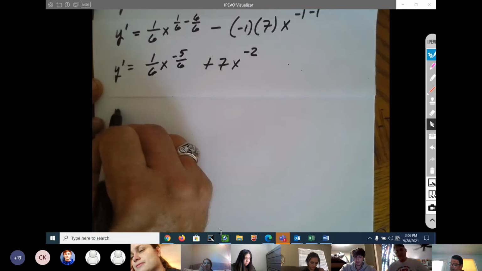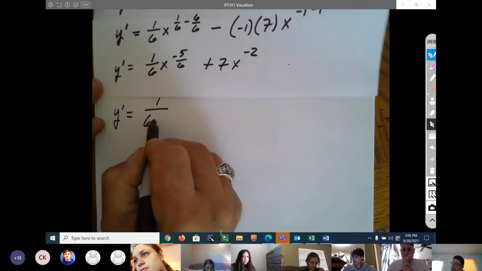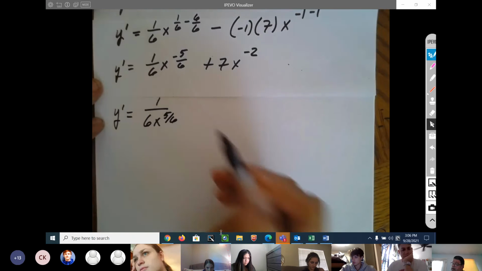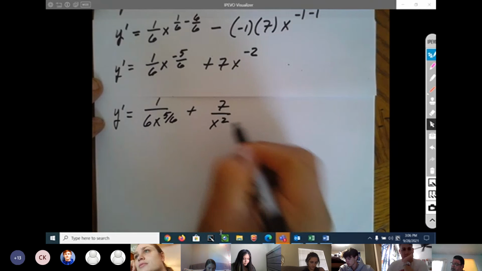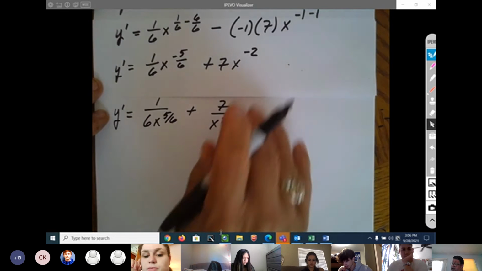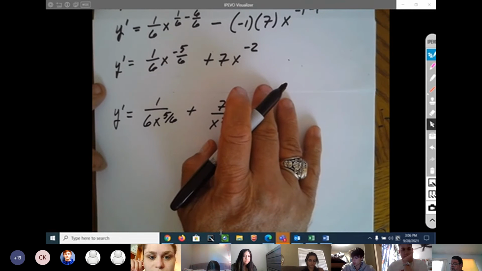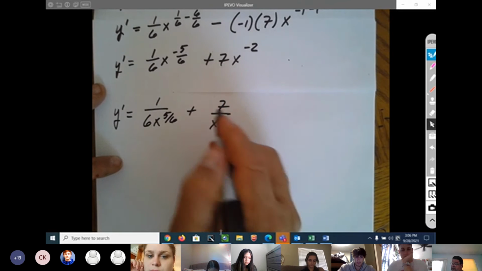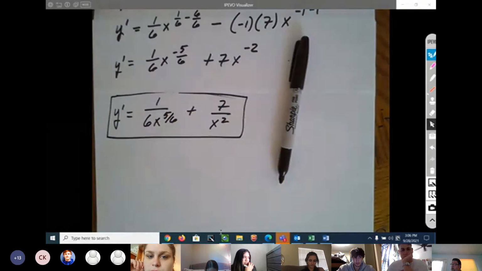y prime is equal to 1 over 6x to the 5/6 plus 7 over x squared. Now, I don't think there's anything else you can do here. I know you don't want to get a common denominator of x to the 10/6. So I'm going to leave it like that. Let's see what they want. I'm interested to see what they want as an answer.